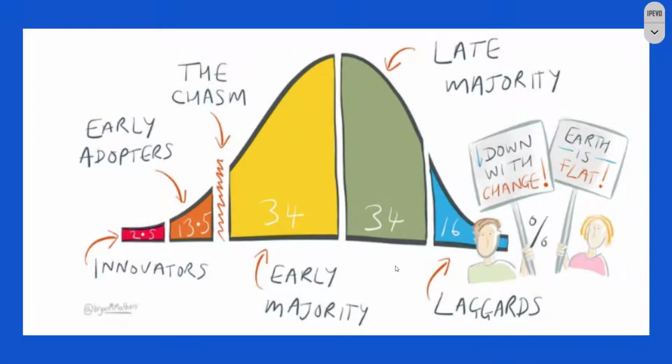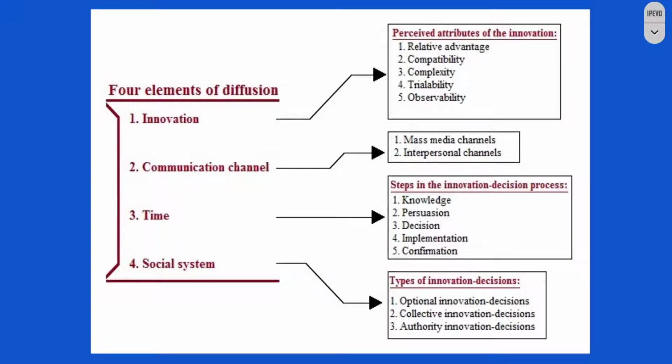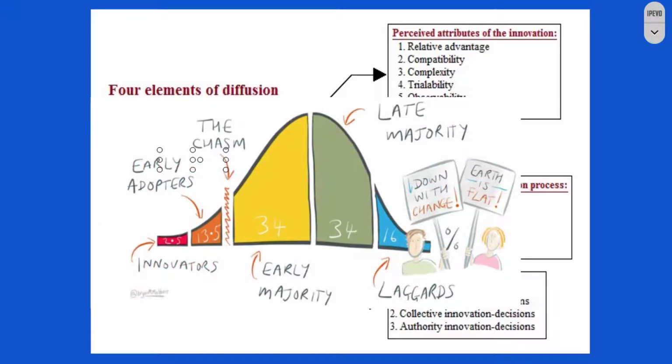The theory itself is more based on the image shown here. The components of the theory include the innovation itself, communication channels, or the means by which information regarding the innovation is distributed throughout a population, social systems, which refers to the context, culture, or environment in which the innovation will take place, and time, which refers back to the image discussed on the previous slide.